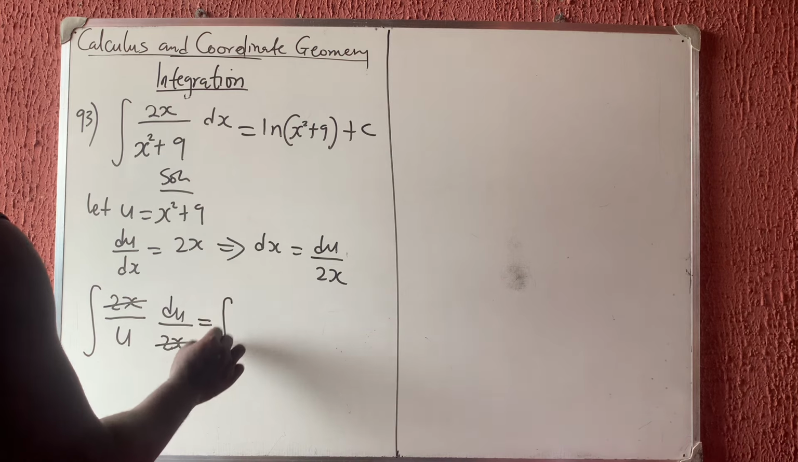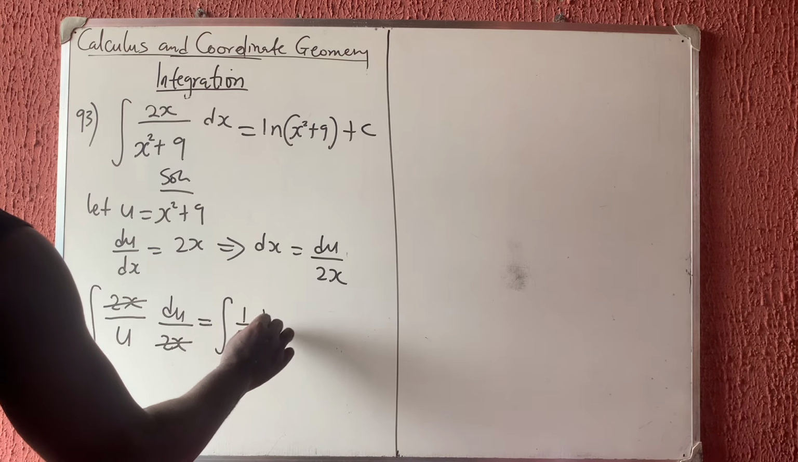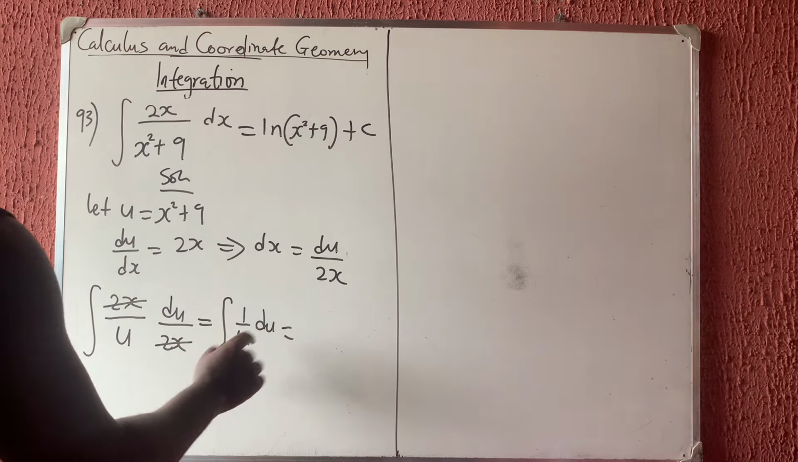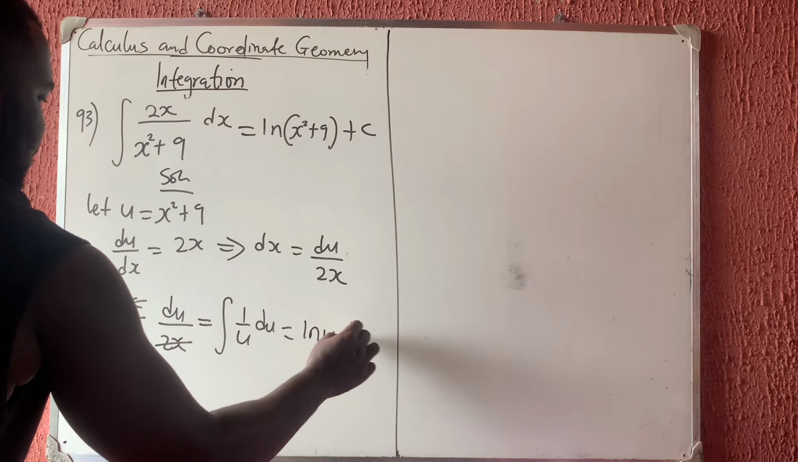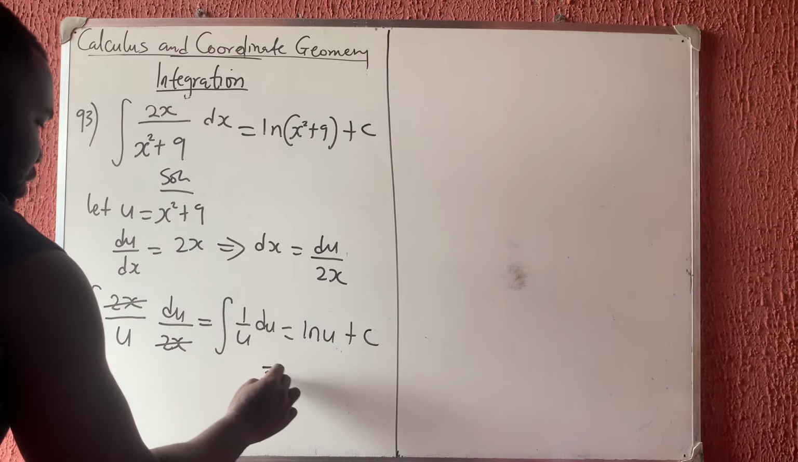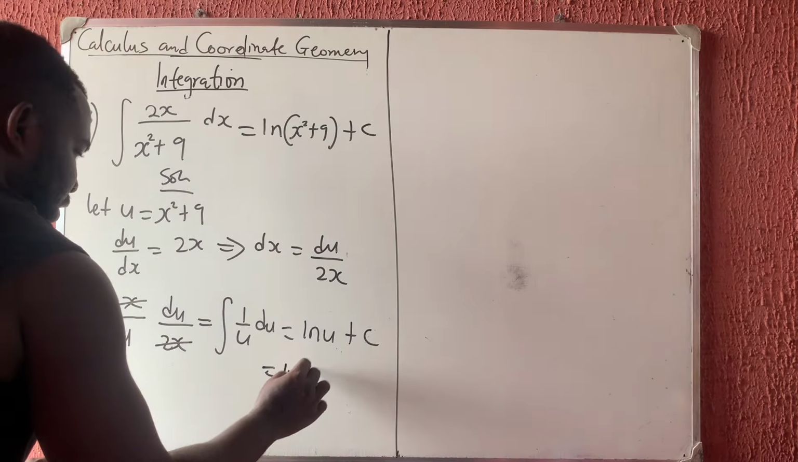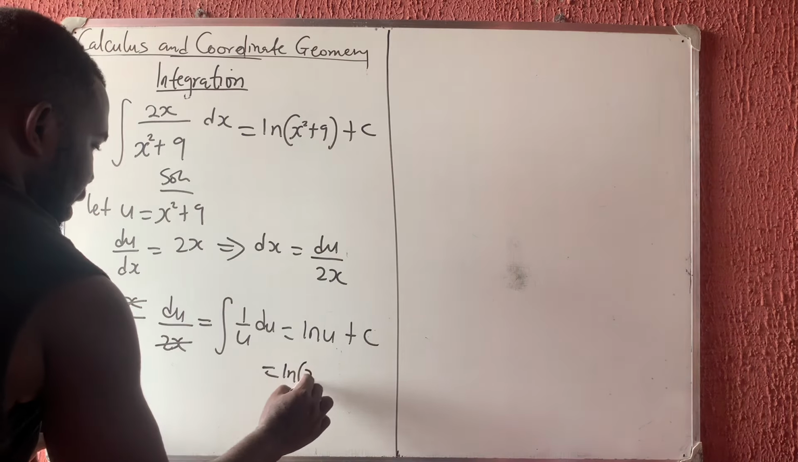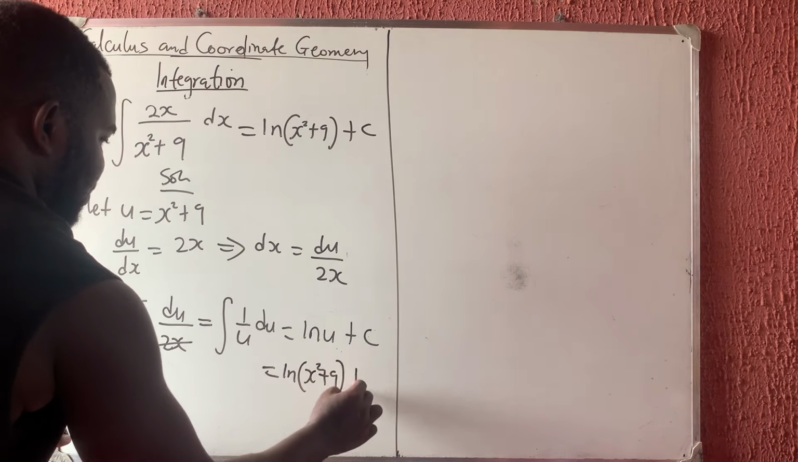I'm left with the integral of 1 over u du. And I told you the integral of 1 over this is what? Ln that same thing plus a constant. So substitute your u now. This is now ln, my u is x squared plus 9, then plus a constant.